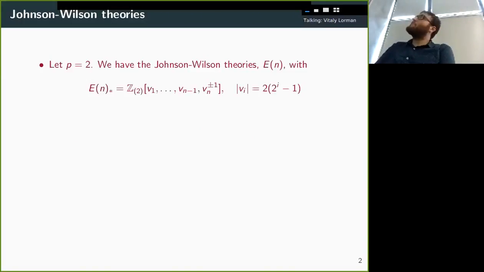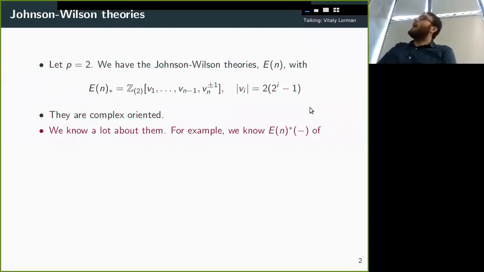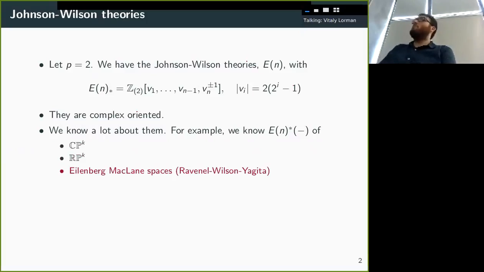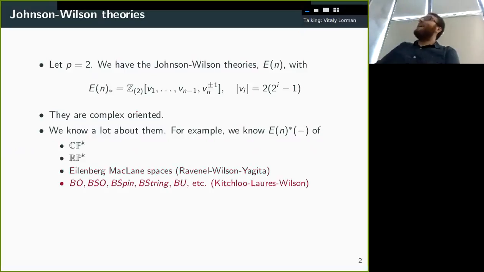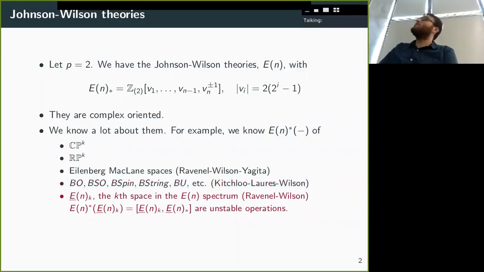So we're working at the prime 2, and these are complex-oriented cohomology theories with the coefficients given here, so the usual VIs with Vn inverted. And we know a whole lot about them. So from a computational point of view, we know the En cohomology of things like, well, projective spaces. We sort of get that for free. Eilenberg-MacLane spaces, so that comes out of hard work, some hardcore computations of Doug Ravenel, Steve Wilson, and Yagita, whose first name I don't know. And classifying spaces of various compact Lie groups or Lie groups and spaces in the omega spectrum for En.